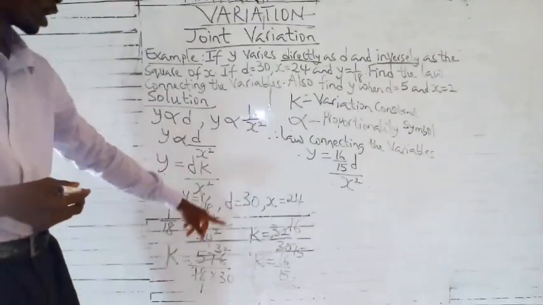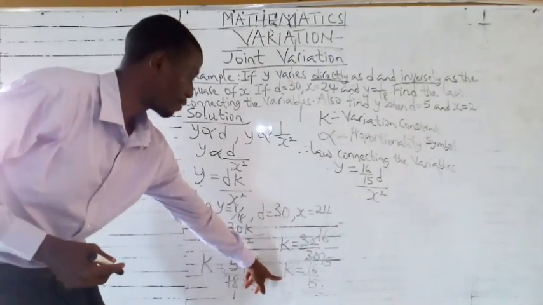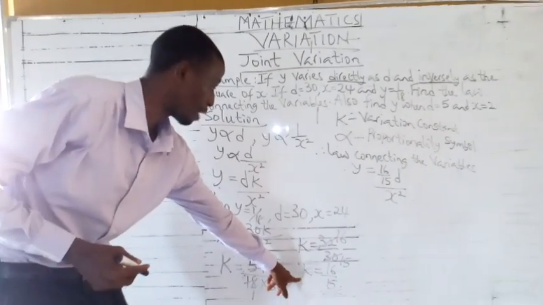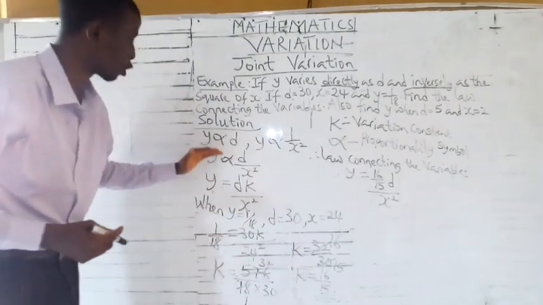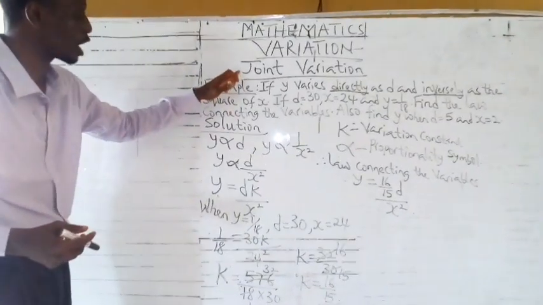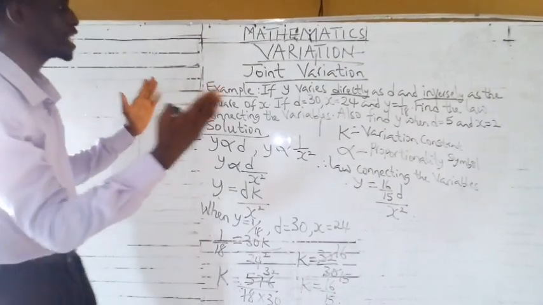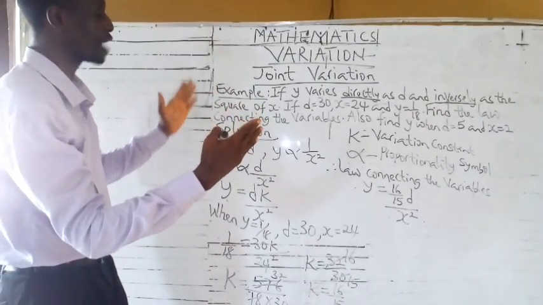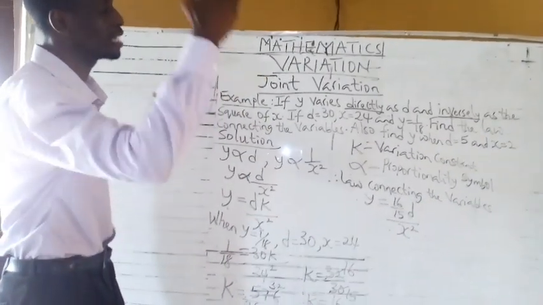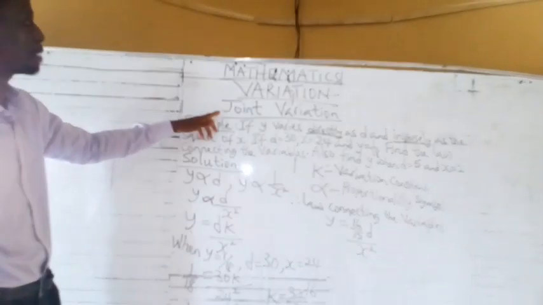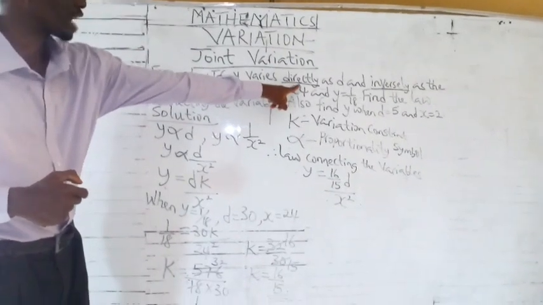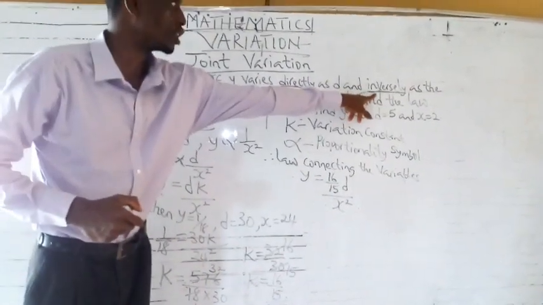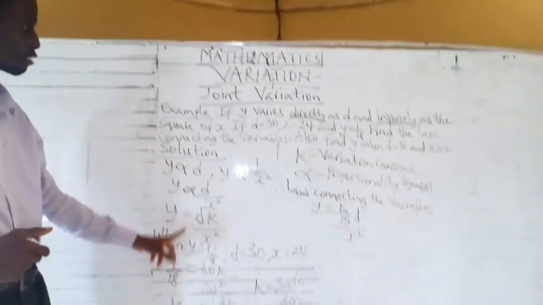For you to get the law that connects the variables, we are going to get our variation constant, which is k. And if you look at the solution, this is under joint variation. We are combining our knowledge of direct variation and inverse variation. That is simply what joint variation is all about. Look at the keyword directly, look at the other keyword inversely, and that's what we have solved.